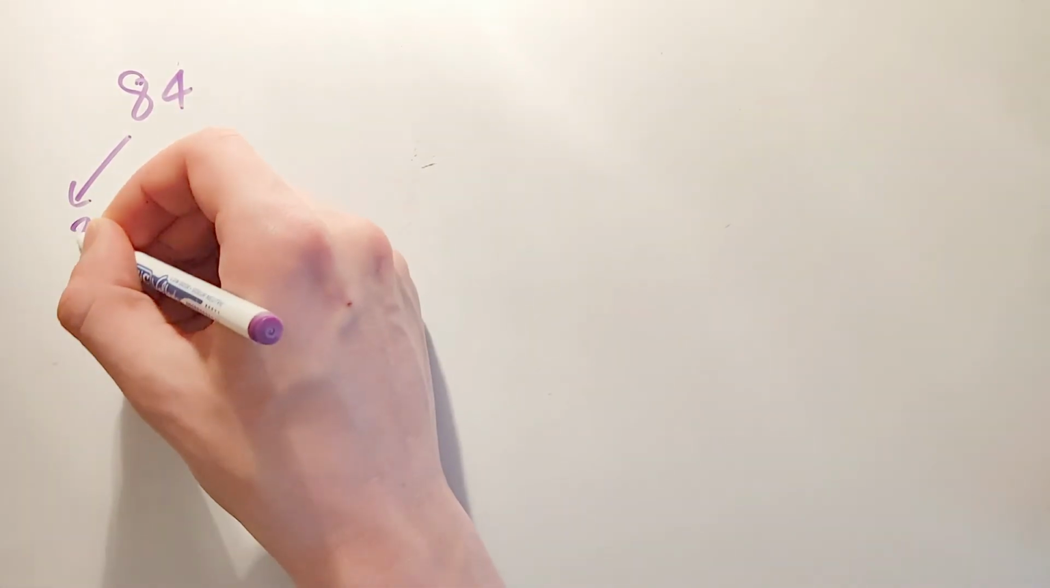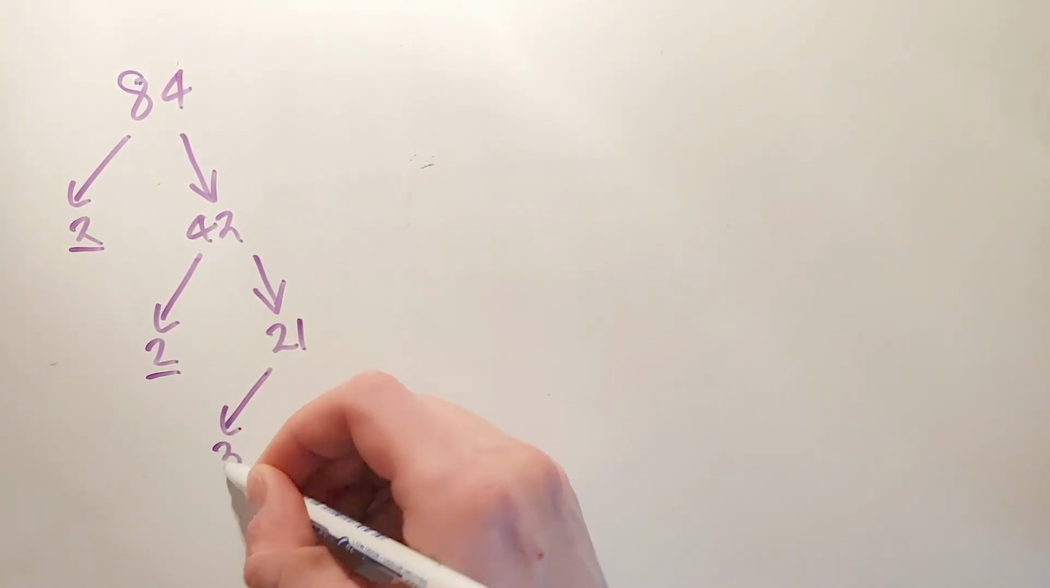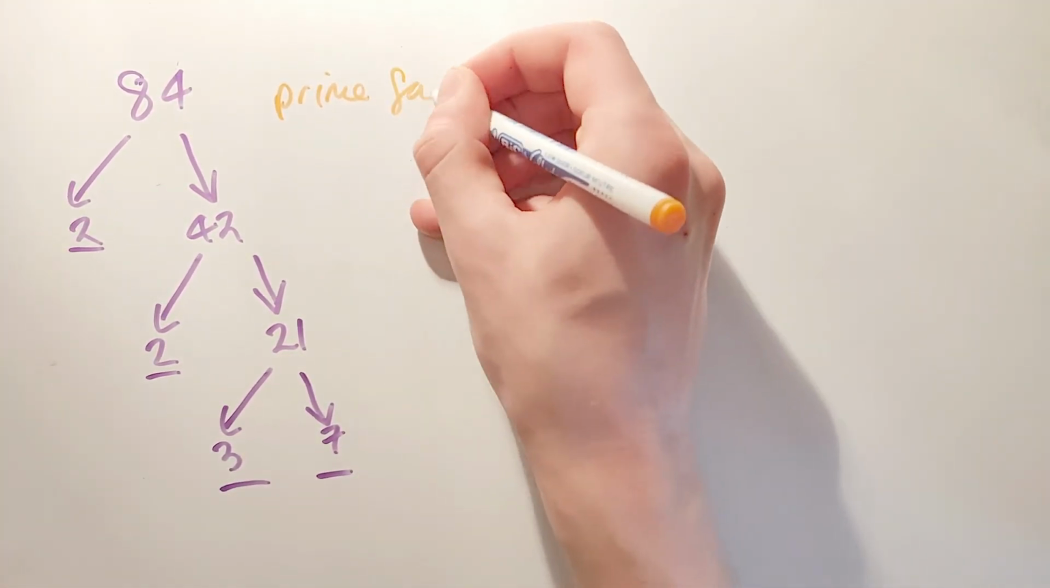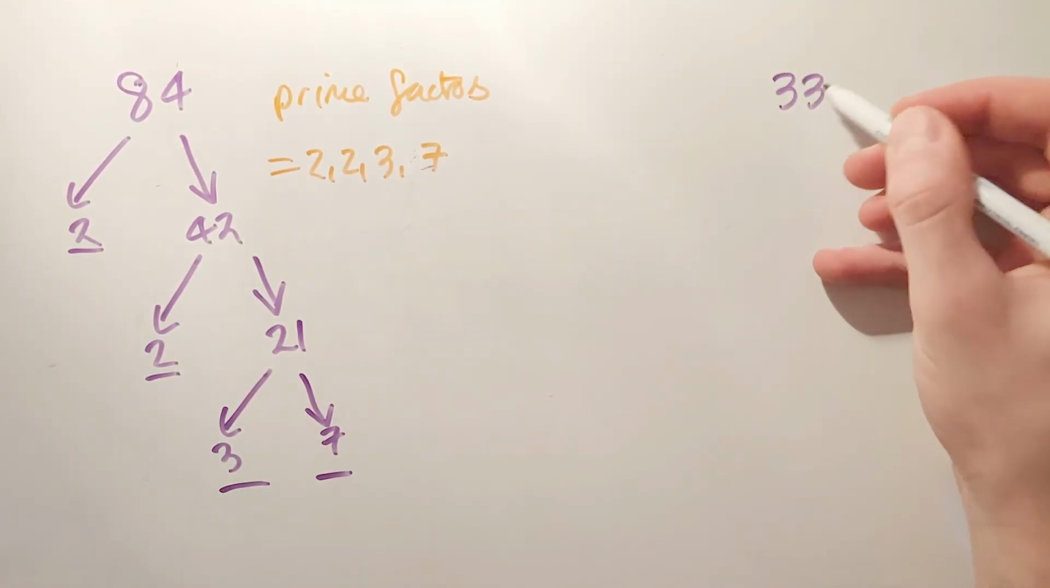Now, onto a higher level topic of prime factorization. We can draw a factorization tree here to help us find the prime factors of a number. Each underlined number here is a prime number, and they all multiply together to get the original number.